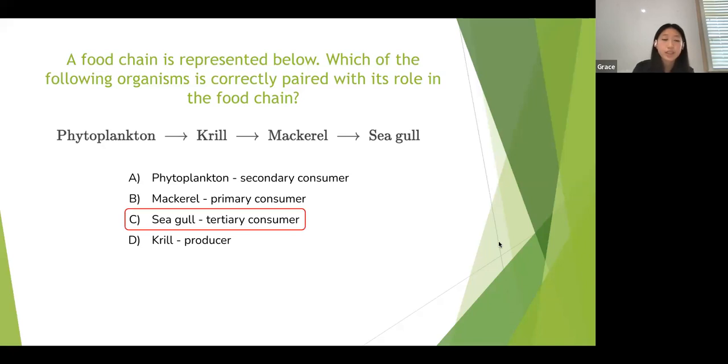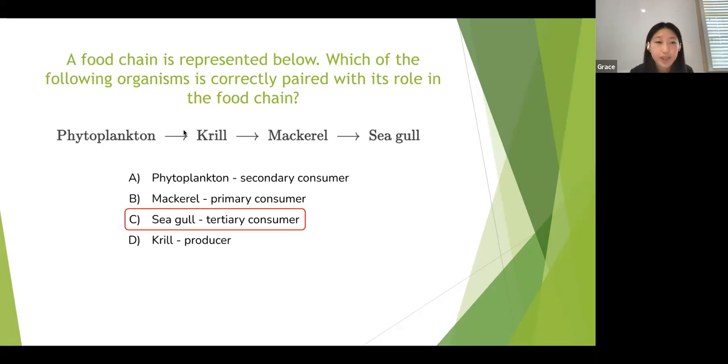All right, so the answer here is going to be C. A seagull is going to be the tertiary consumer in this food chain. So if we go through all of the trophic levels, the first one is going to be phytoplankton, and this is going to be the producer, on the first trophic level, since it does not get energy from another organism and basically starts off the food chain. So next we're going to have krill.